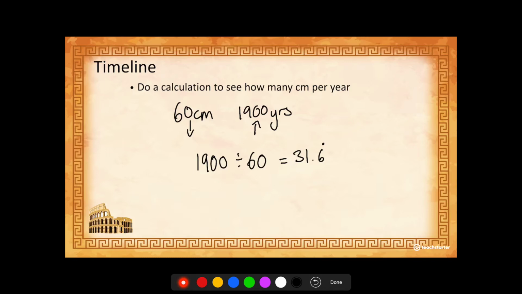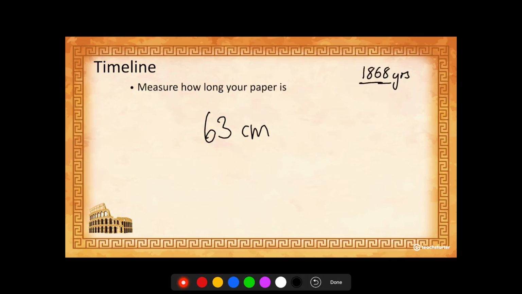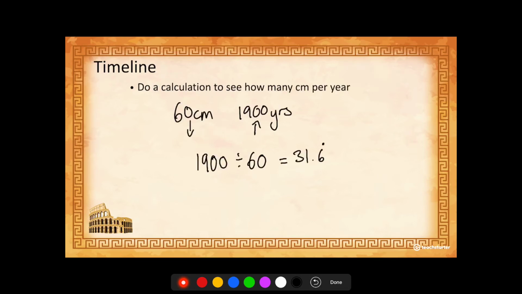It's very risky to round down because otherwise you might run out of room. If you have an extra piece of paper that you could attach to the end of your timeline, then you're fine to round down. I'm just quickly thinking if I can round down. If I go 60 times 30, how many years is that? It's 1,800. I need 1,868. No, I can't round down.